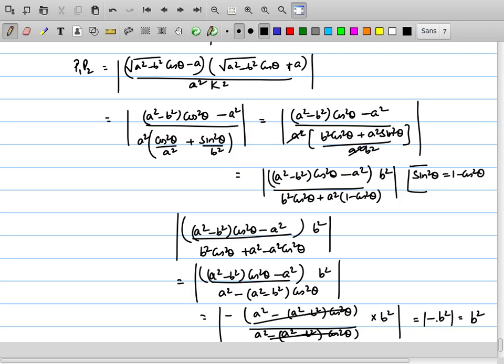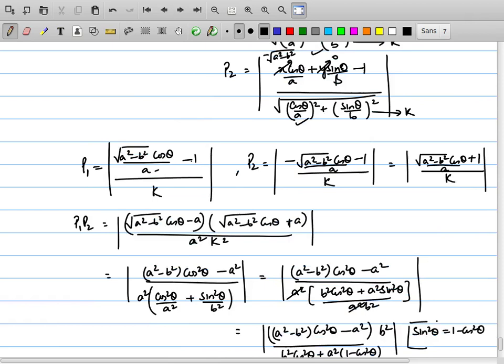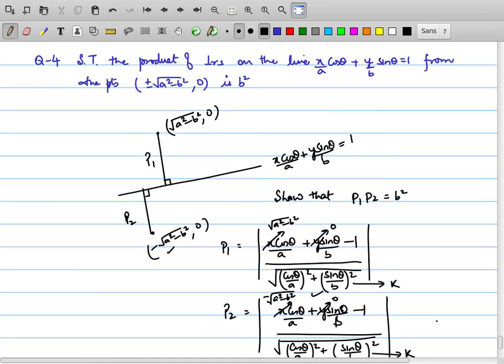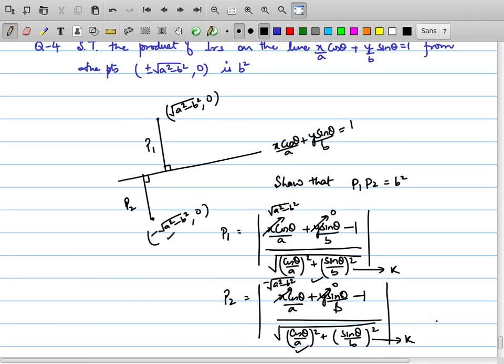Therefore what do we get? We get b square, and this is what we had to prove, that the product of perpendiculars from the point plus minus under root a square minus b square comma 0 to the given line is b square.